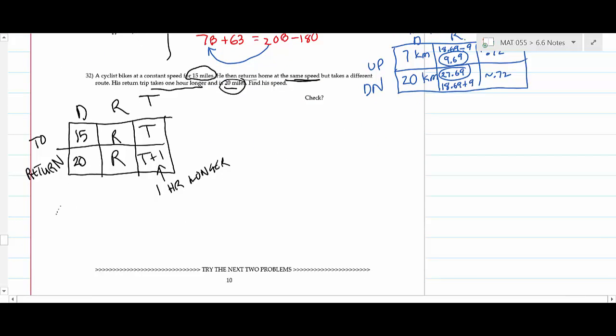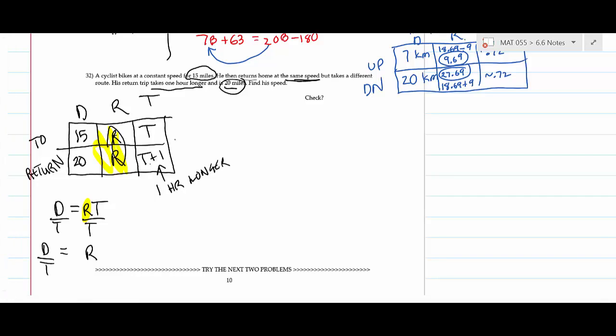Go ahead and write down the formula, distance equals rate times time. So since the rate is the same, that means we're going to solve this formula for R. So how do you get R by itself on that formula? Divide by T, right? So you're going to divide both sides of this formula by T to get R equals D over T like that. Okay? Everybody with me okay?